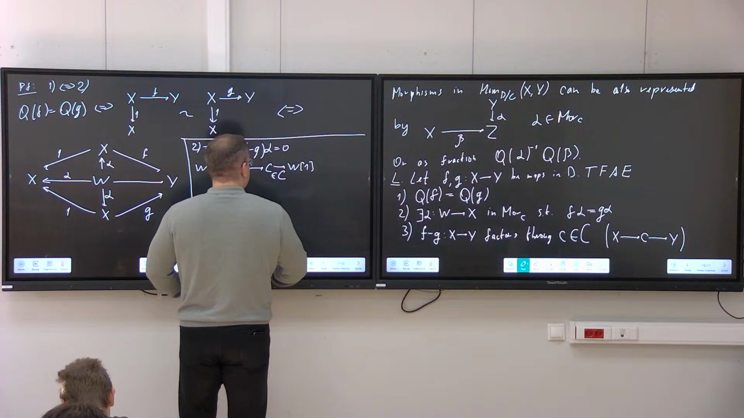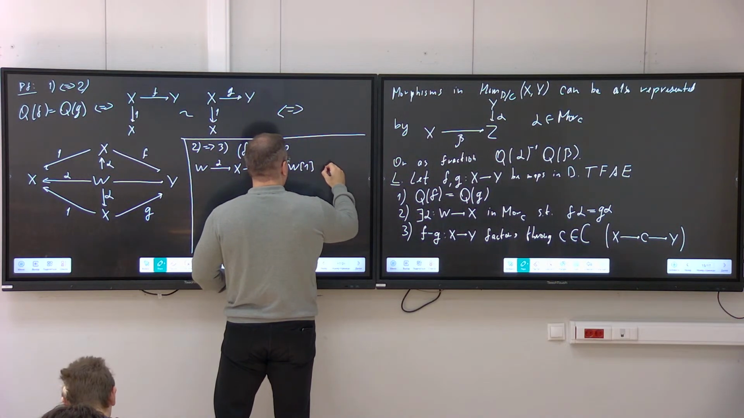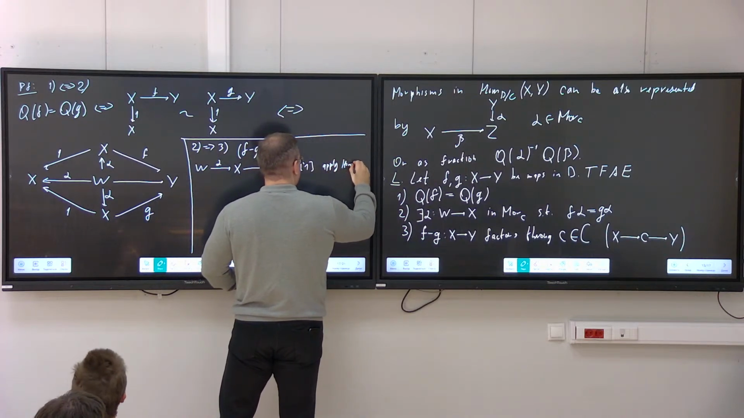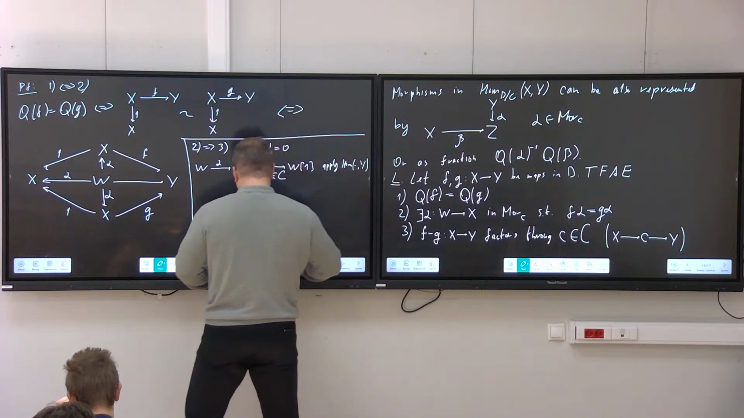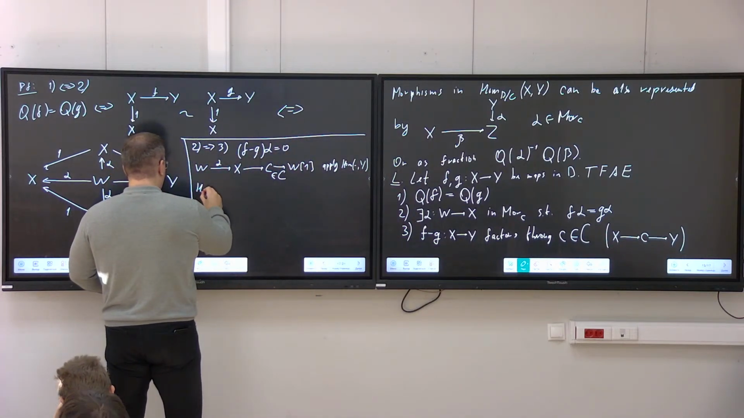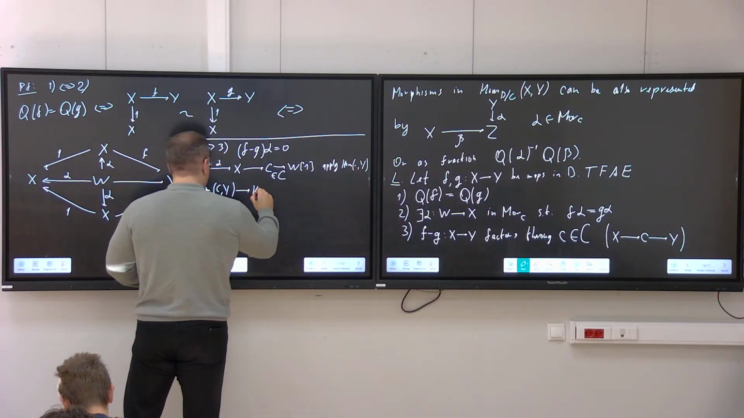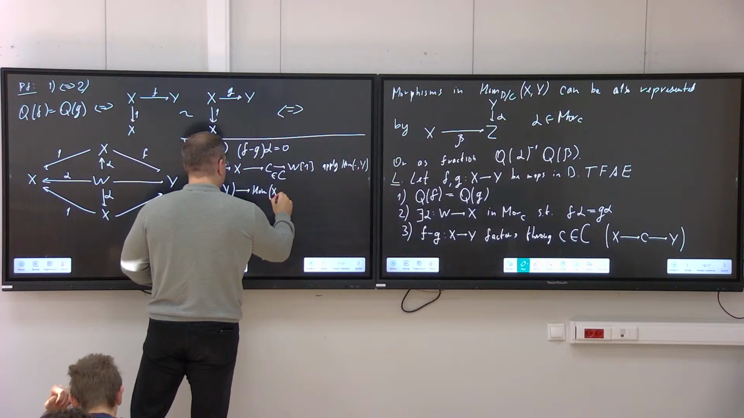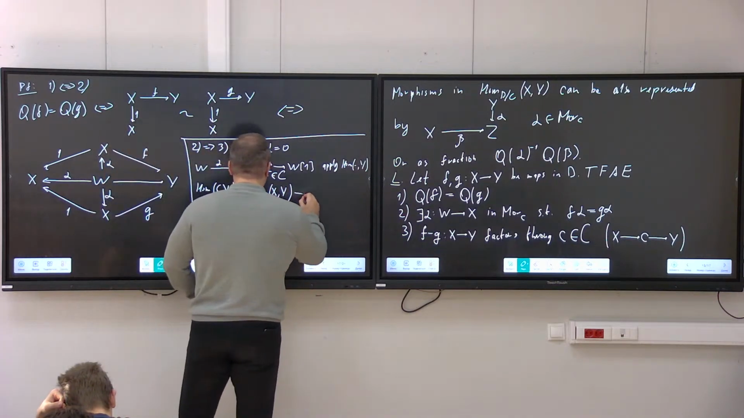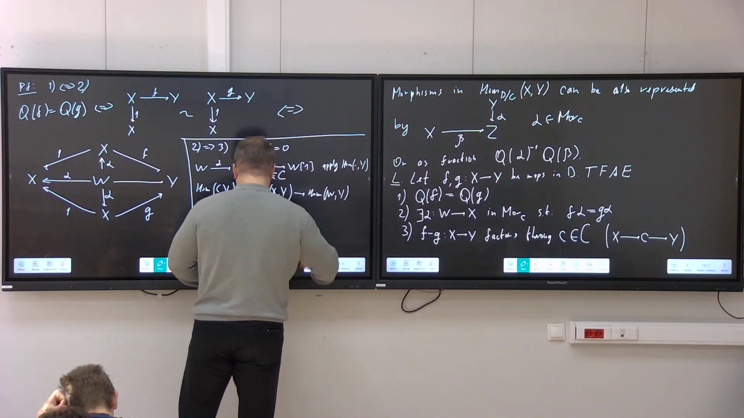Now, to this distinguished triangle, I want to apply the cohomological functor. So apply hom into object Y. Then I get the following exact sequence. I have hom between C and Y, which is mapped to the hom between X and Y. Right, so this is called a contravariant functor. And finally, this will be hom W Y.